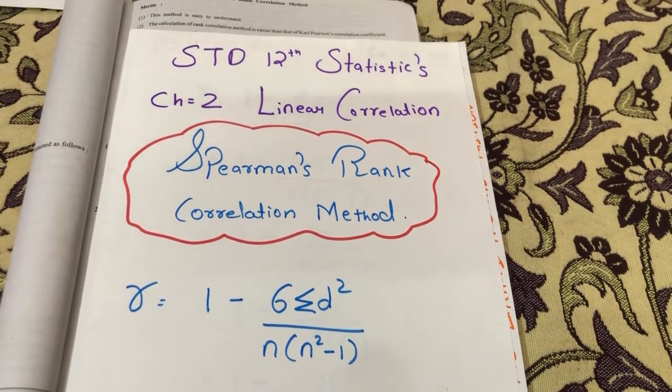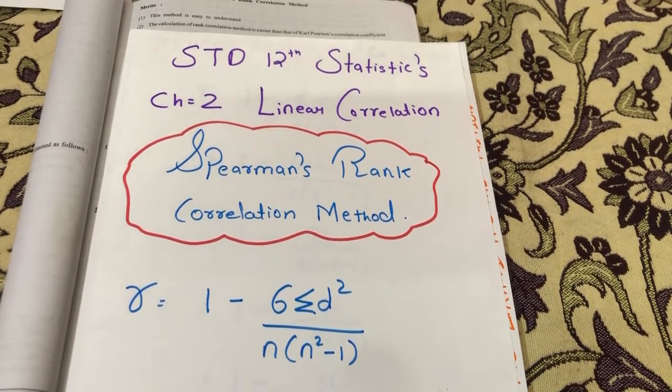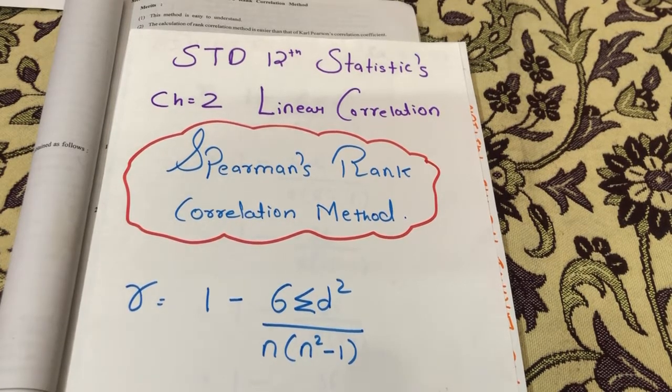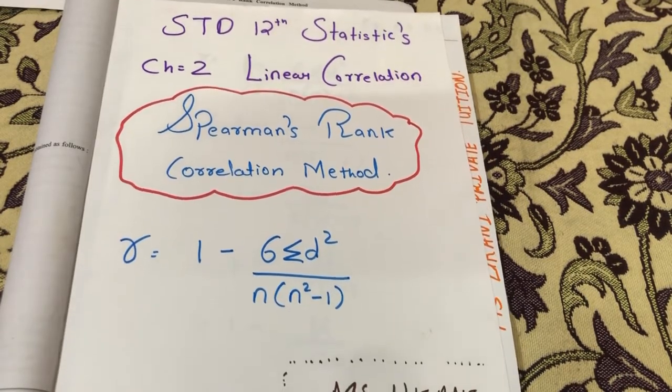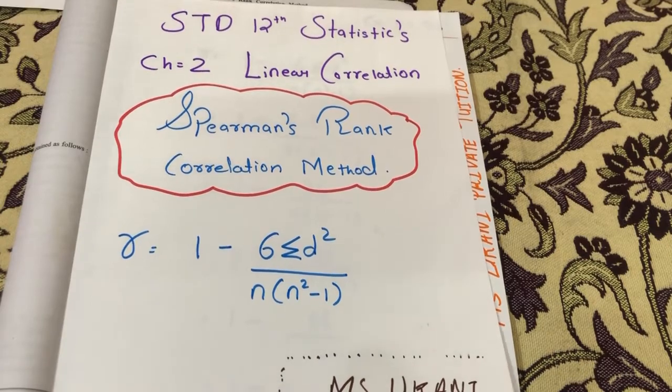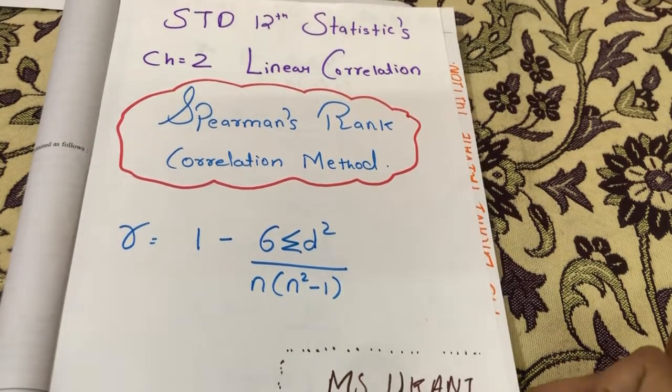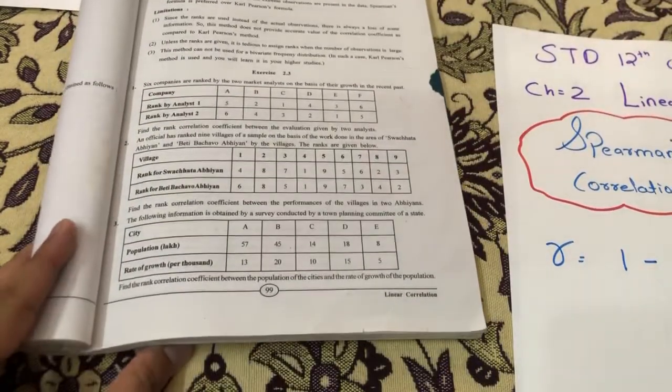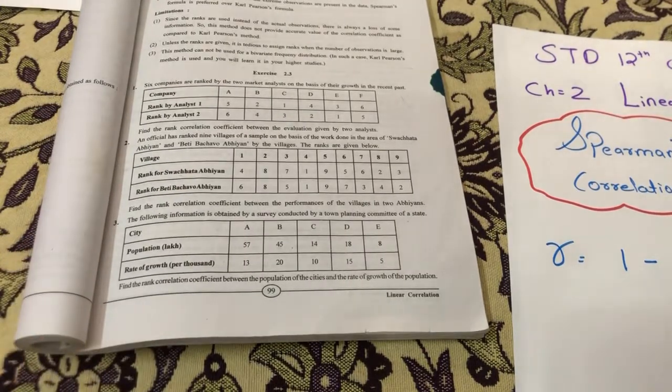So today we are going to study Standard 12 Statistics, chapter number 2, Linear Equation. In that, today we will study the Spearman rank correlation method, that is exercise 2.3, question number 3. So let us read the question first.